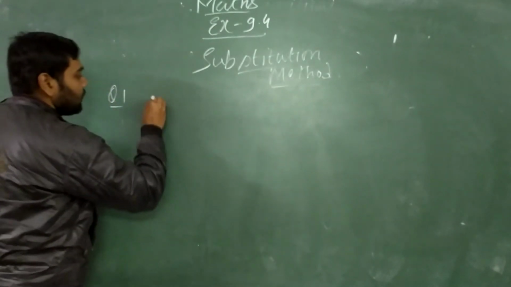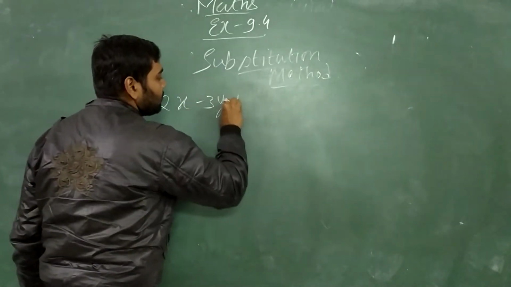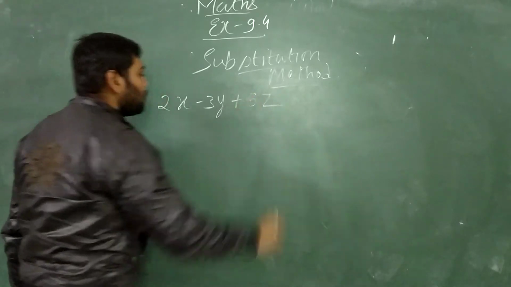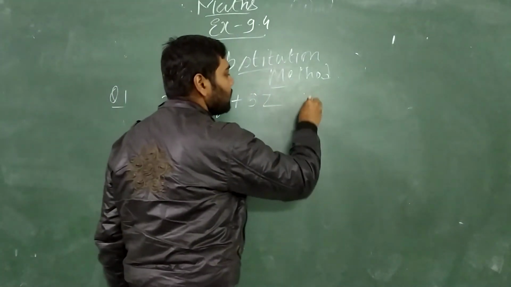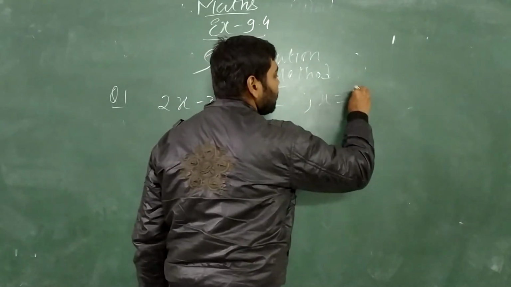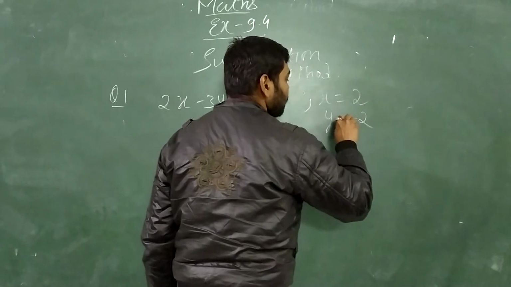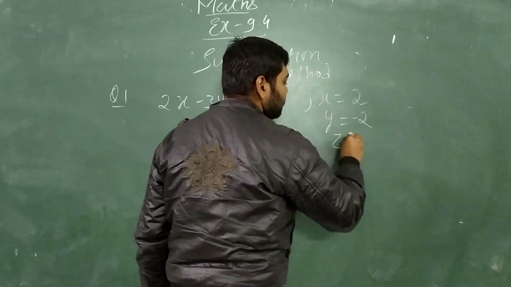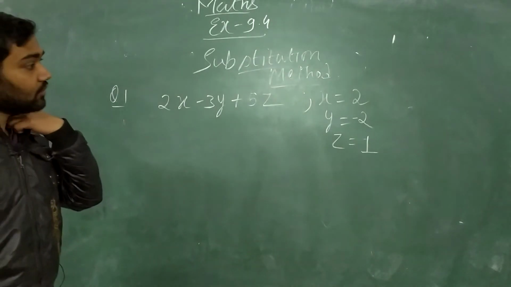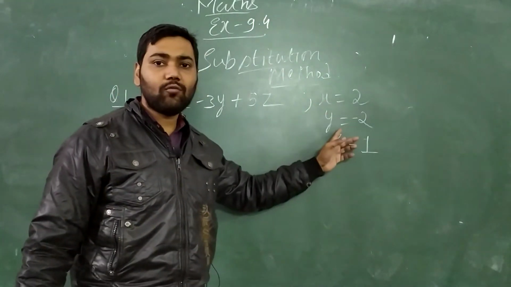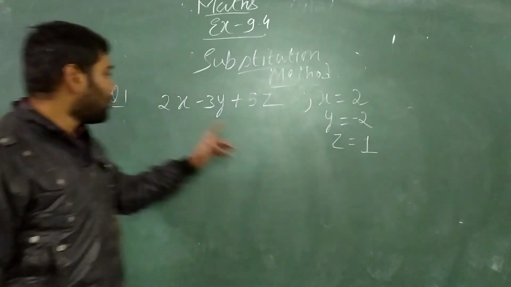Suppose here it is written 2x minus 3y plus 5z, where the value of x is given 2, the value of y is given minus 2, and the value of z is given 1. The values of x, y, z will be given in the question along with this expression.